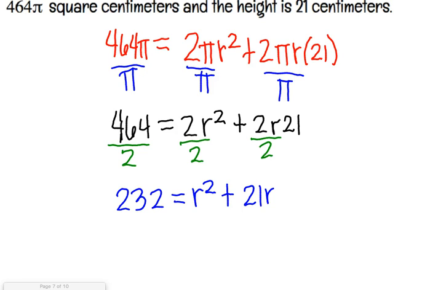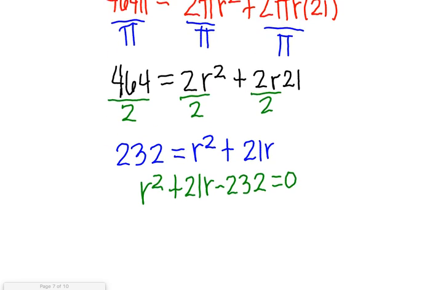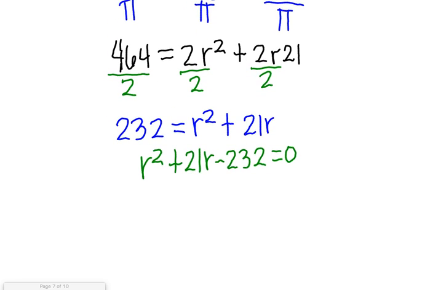0. So we have to bring this guy over here. Yep, so we'll have r squared plus 21 r minus 232. Now you can either use the quadratic formula, factor it, or graph it. This one's actually really nice because you can factor it.